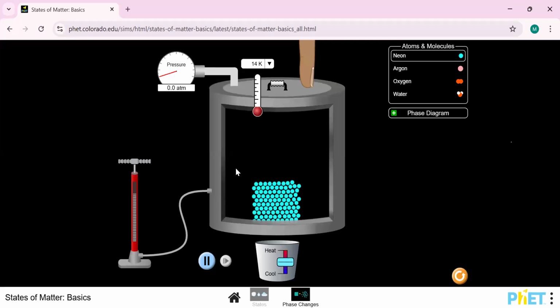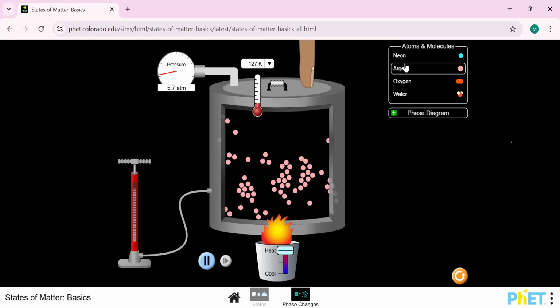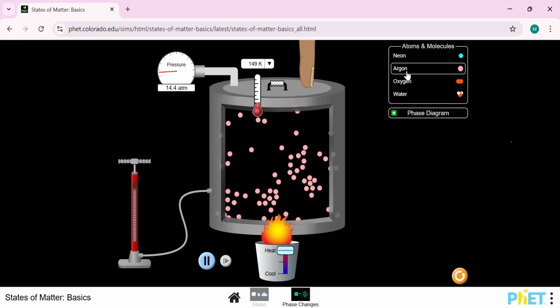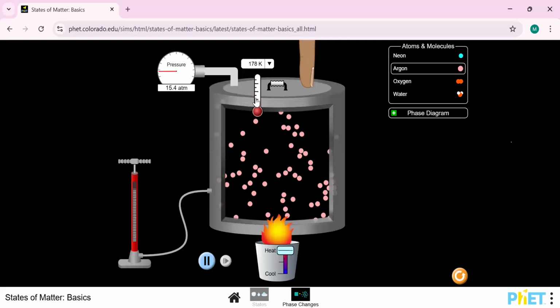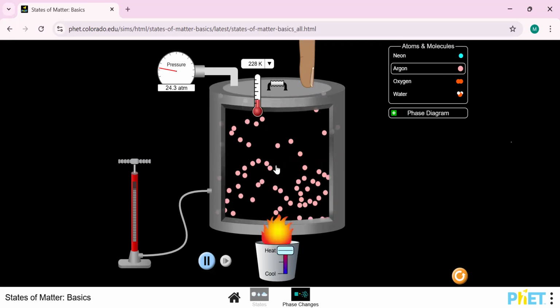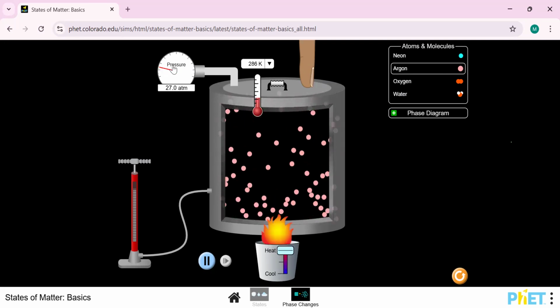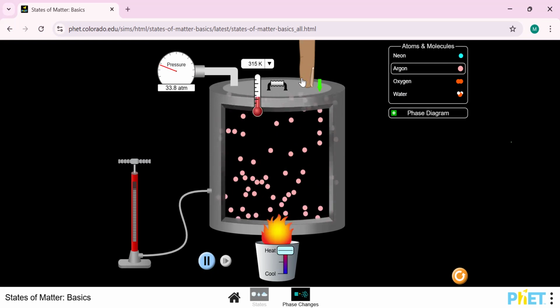In this manner, here, argon. I increase the temperature. Notice the temperature and the pressure differ from one to another. The temperature differs for neon, argon, oxygen and water. When I heat this area, the temperature increases and then the pressure also increases.